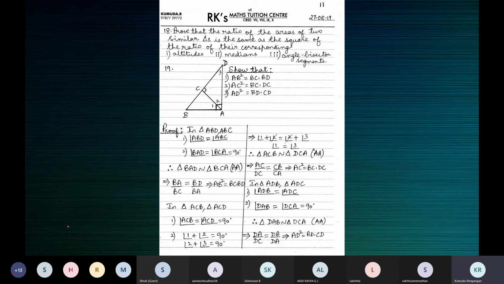Question number 18, write it down. We'll see it later because you still have to learn the area theorem. I've shared the videos. I'll tell you about them at the end of the session. 18, we'll see later. Work the 19th one.